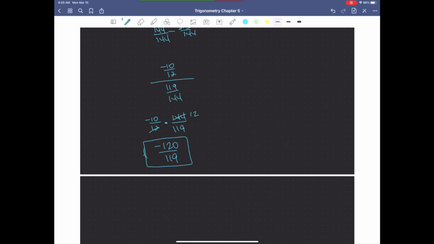Elementary school, they always told you couldn't leave an improper fraction. You can leave fractions improperly.